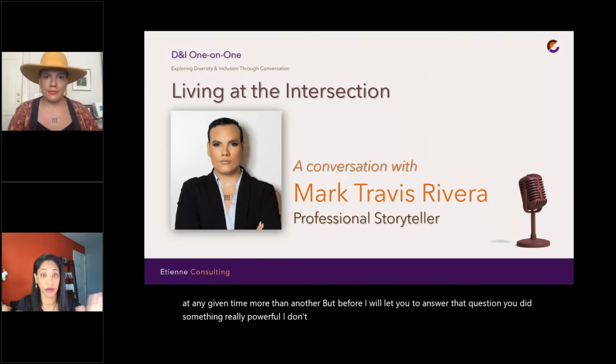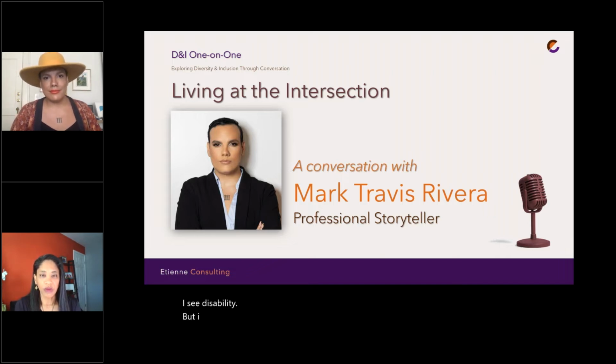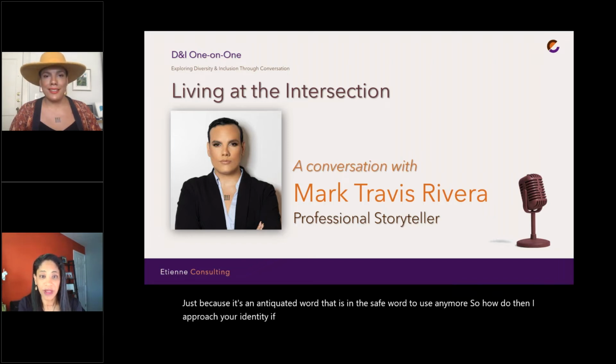I don't know if you know this and if others observed it, but you talked about your brownness and so on, and you said my crippledness. That is a word that you have owned as part of your identity. And I can tell you that had you not used that word, I would have never used it, because I see disability, but I wouldn't use the word cripple just because it's an antiquated word that isn't a safe word to use anymore. So, how do I then approach your identity if I'm uncomfortable with the very language?